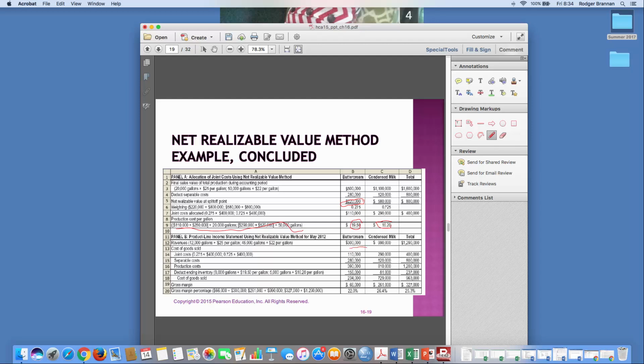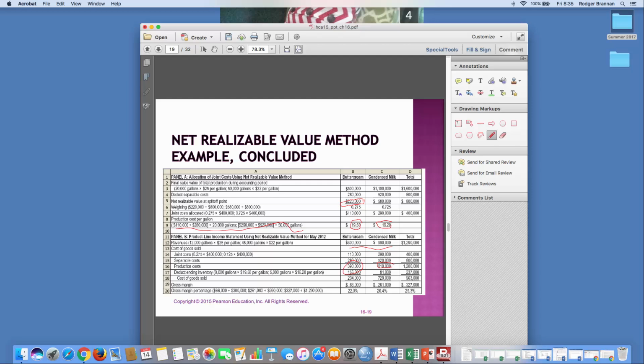Now again, revenues are a function of sales. That's going to be a little bit different. They sell the 12,000 gallons of the buttercream, the 45,000 gallons of condensed milk, and they generate this amount of sales, 1.2 million. Now the joint cost, same thing, $400,000, but we've allocated $110 and $290 to the two products. Then we allocate the separable cost because those are applicable to that particular product. So you have a total production cost, $390 and $810.